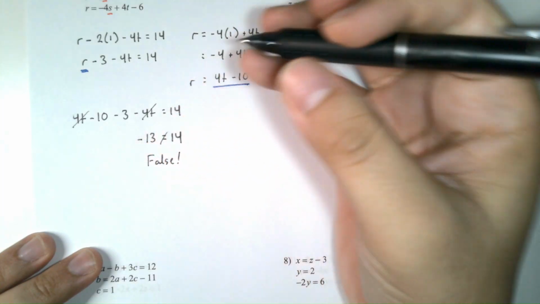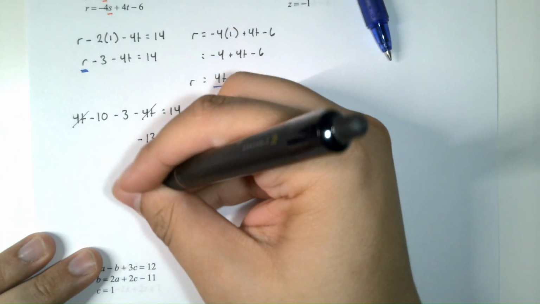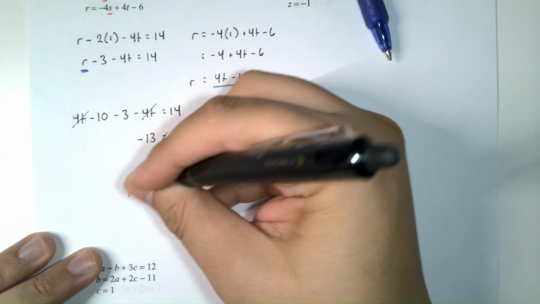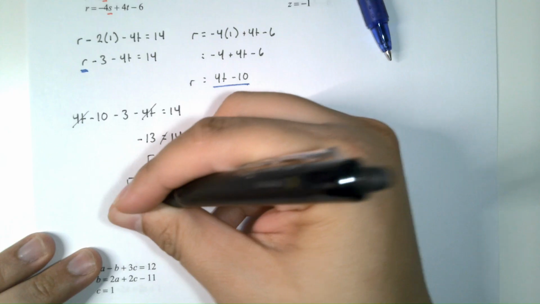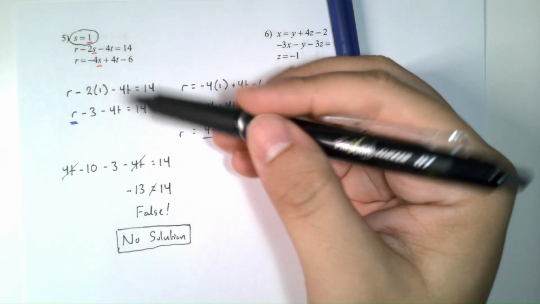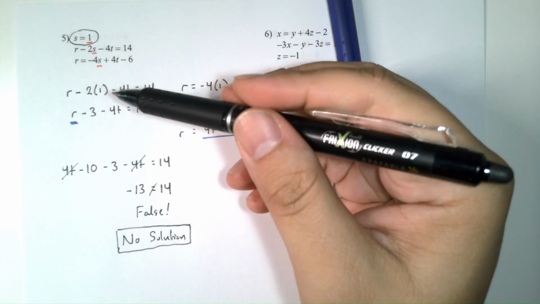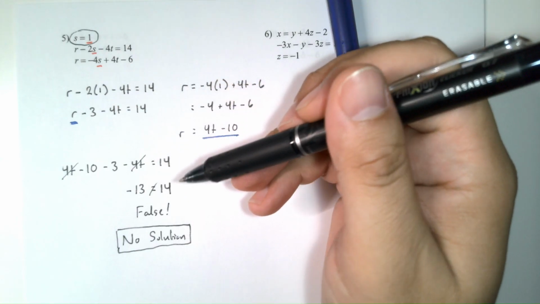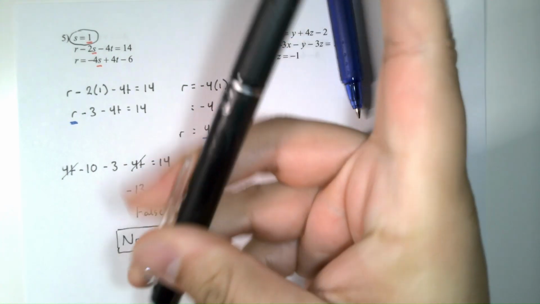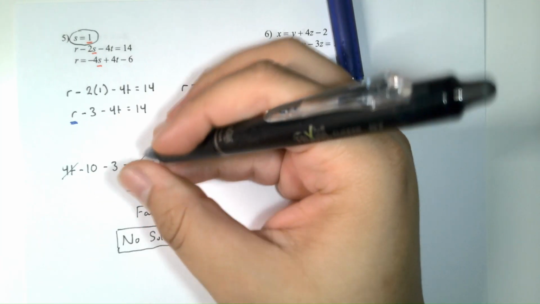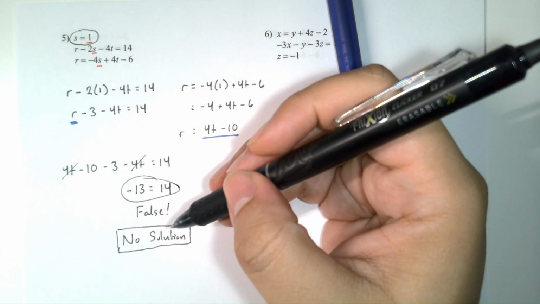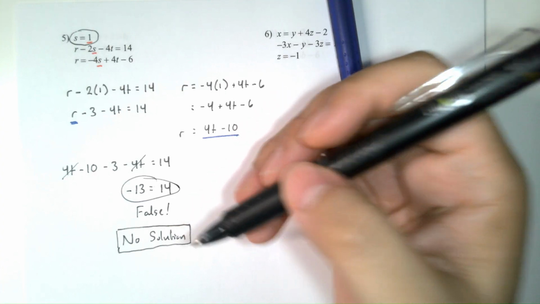That was false. And because this is false, that means that we don't actually have a solution to this system of equations. There are no numbers possible for r, s, and t that are going to make this system of equations true. So if you ever arrive at a contradiction, like negative 13 is equal to 14, this right here is false, and therefore we have no solution to this system.